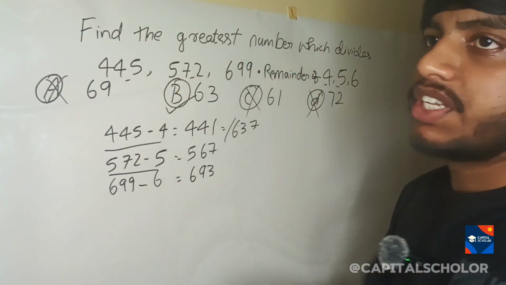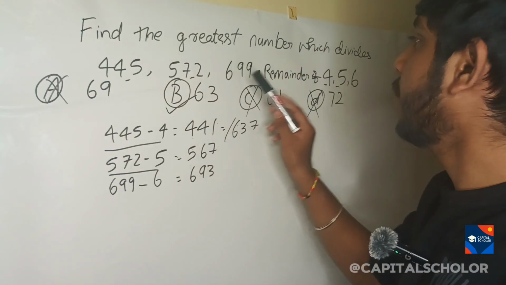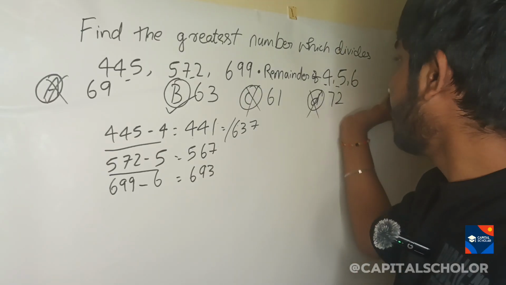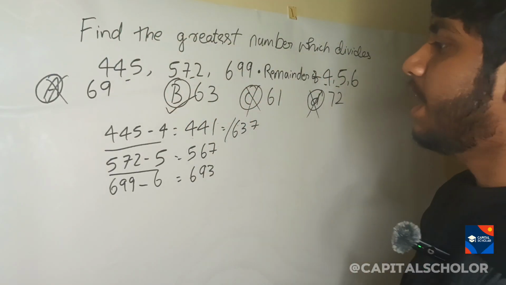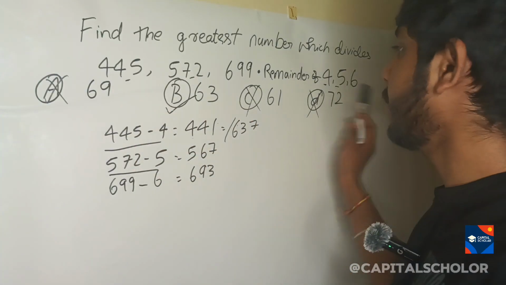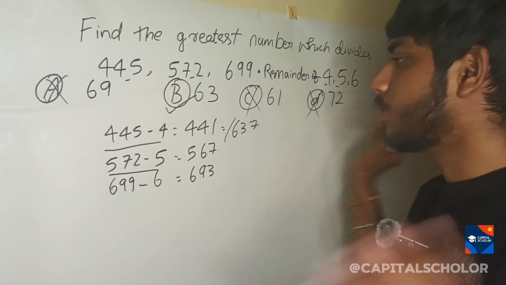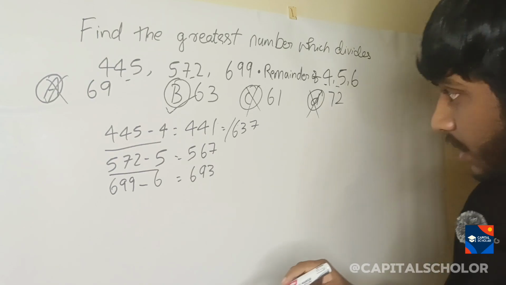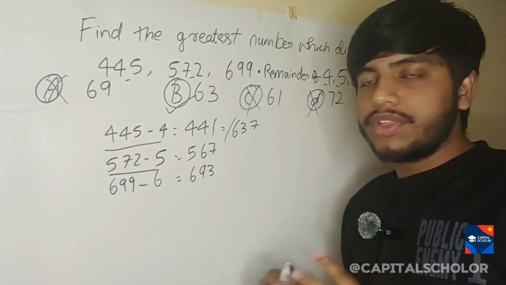If in the future or in an exam a question says the greatest number gives a remainder of 4, 5, first you have to minus it from this, and you will understand and match it with the options. If an option doesn't match, there will be one option, 63, so tick it. This is the LCM question. Now let's move to the next question.